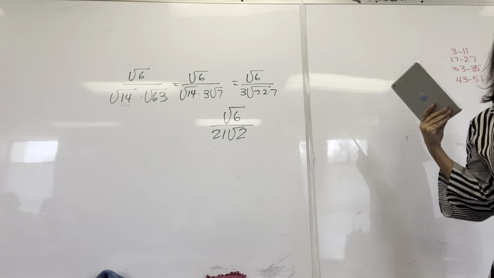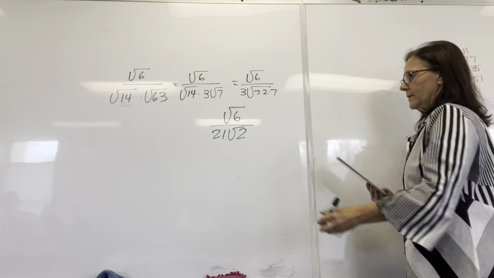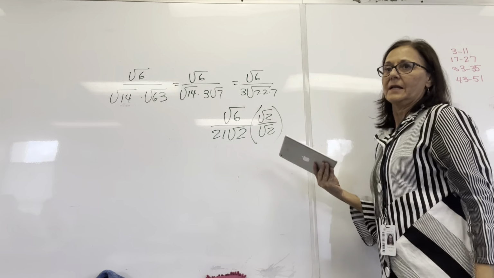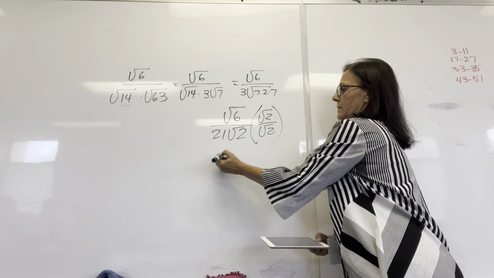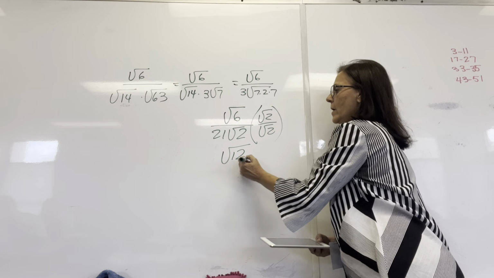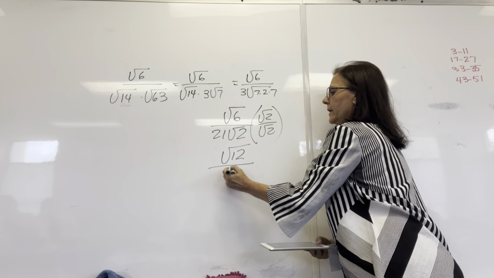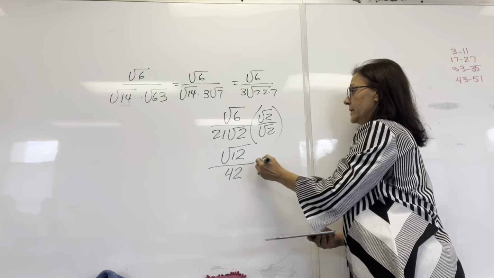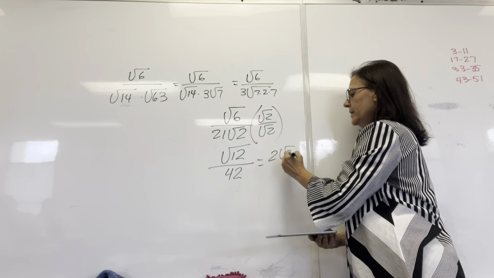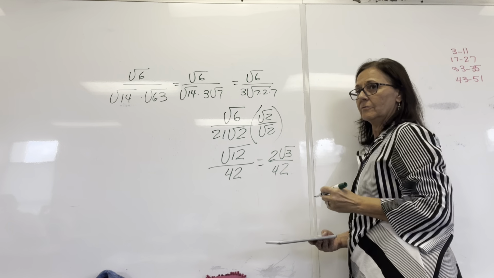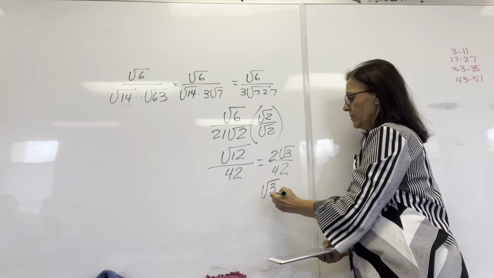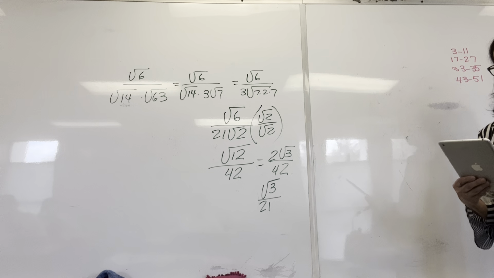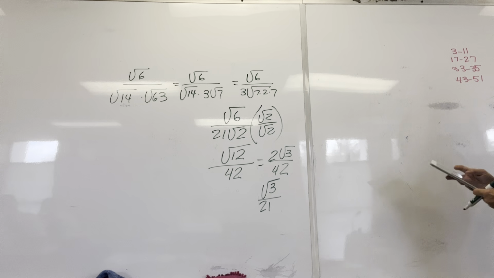How do I simplify this? Multiply by the square root of 2 over the square root of 2, rationalize it. I'm rationalizing it. So the square root of 12 over 42, right? Which is 2 square root of 3 over 42, which is square root of 3 over 21. Is that the answer? Yes, that's the answer, 27.